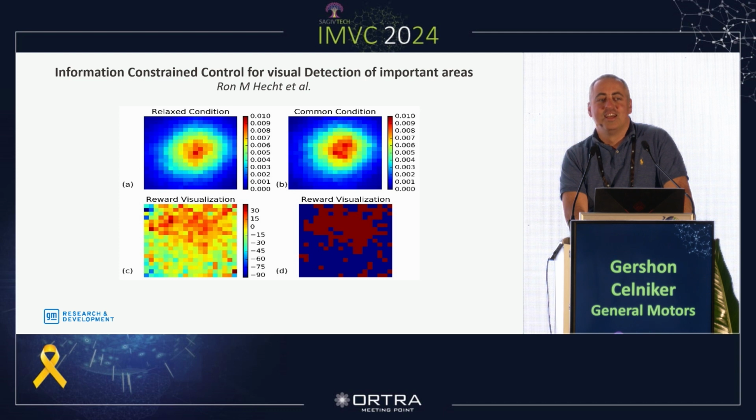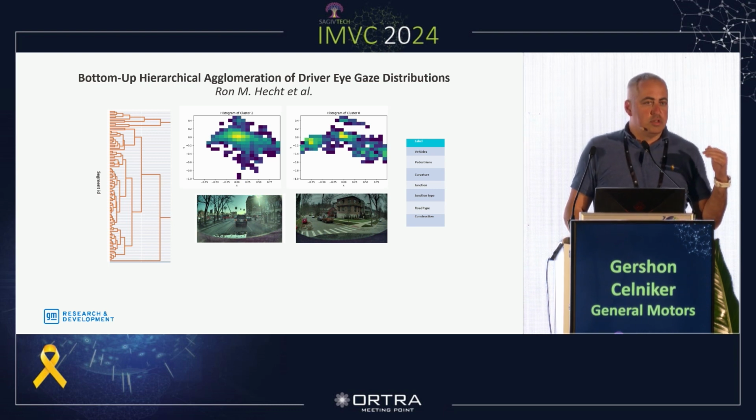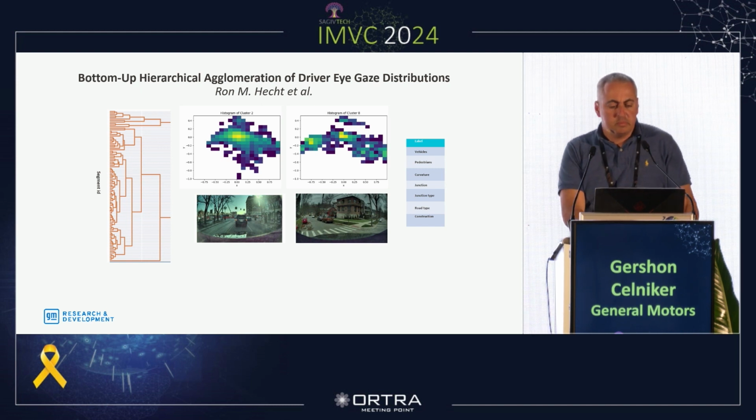I can hear you. What is driving? The driver is looking at the windshield. He's looking at the windshield, he's not looking at the infotainment, and he's looking at this area over here. That's the first paper. Second paper, we decided to take all this eye gaze information, and we clustered it. We did some clusters, and here you can see 2 interesting clusters.